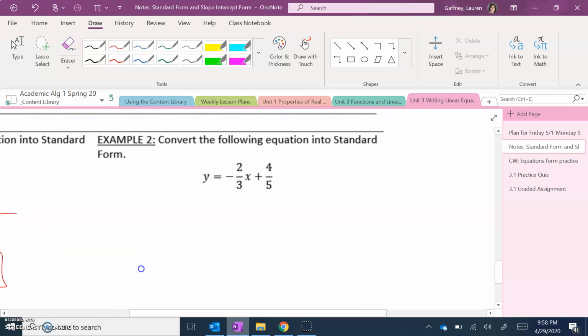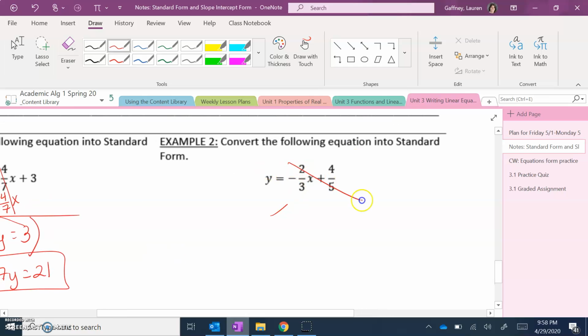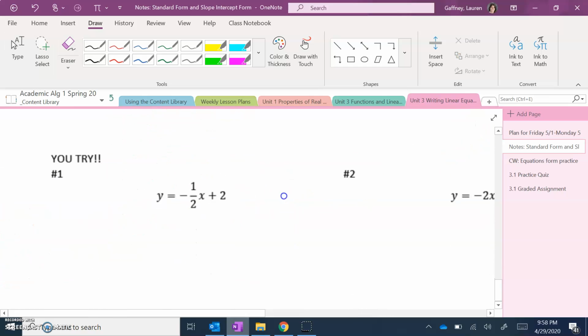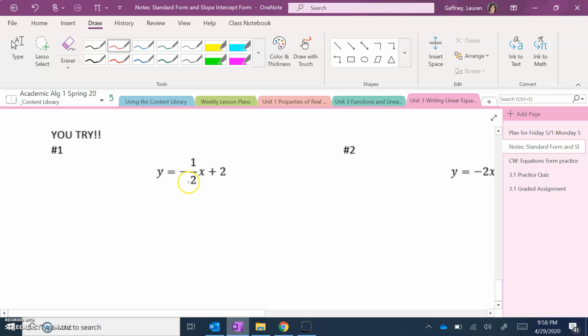Okay, let's try another one. I don't want to do that one. Let's try this one. So once again, we've got to get x and y on the same side. So since that's a negative 1/2 x, I'm going to add 1/2 x to the other side. So I have 1/2 x plus y equals 2. So I've got x and y on the same side.